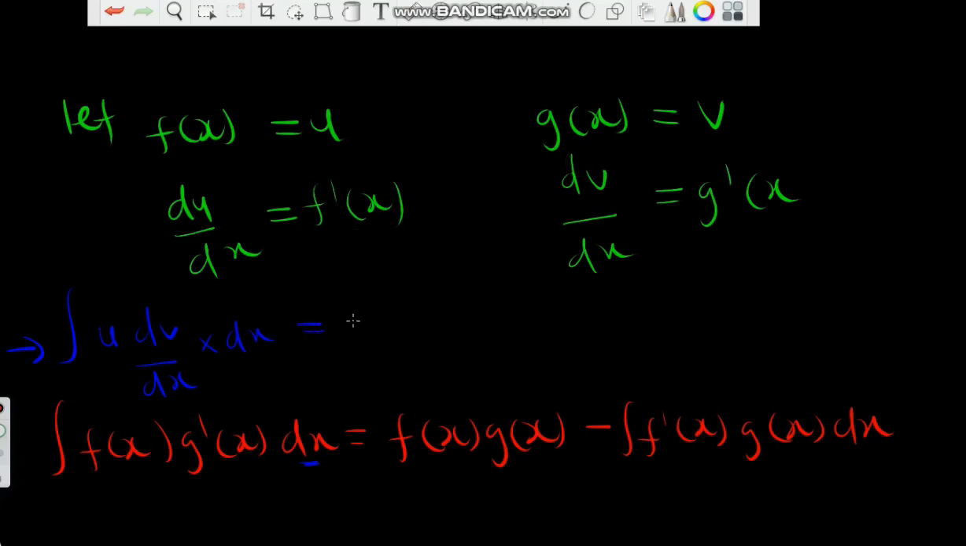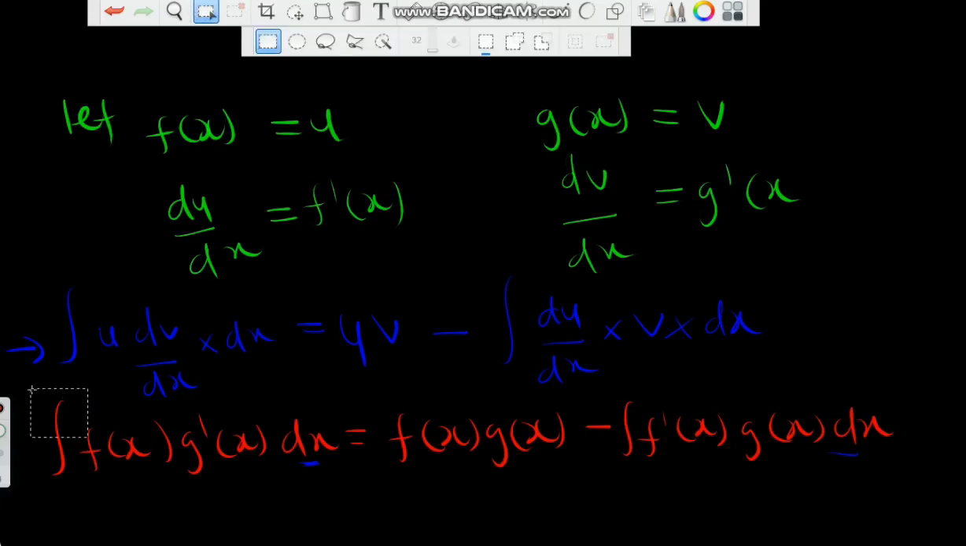Equals f of x, which is u, times g of x, which is v, minus the integral of f prime of x, and f prime of x is du over dx, times g of x, which is v, so times v times this dx that we have here. Let me take this away. Sorry, for some more space.